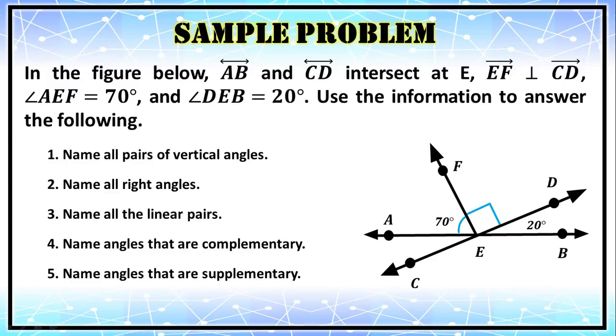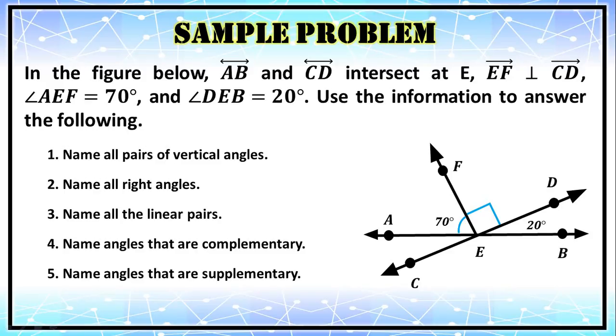So we have our sample problem. In the figure below, line AB, or segment AB, or ray AB and ray CD intersect at E. Therefore, segment EF is perpendicular to segment CD. Angle AEF is equal to 70 degrees and angle DEB is equal to 20 degrees. So use the information to answer the following.